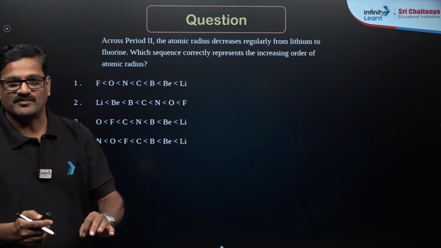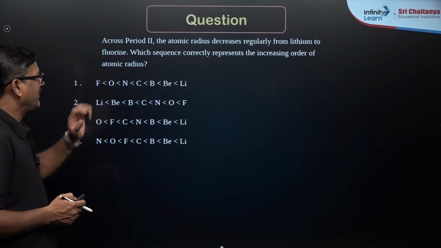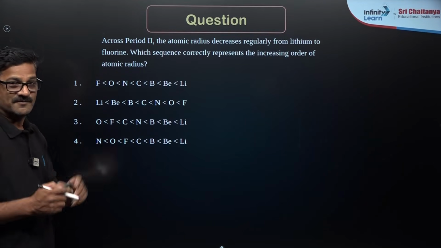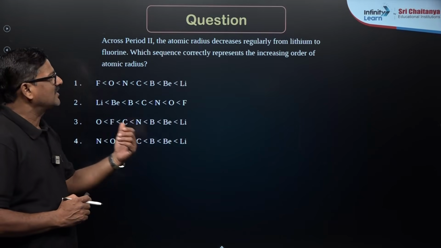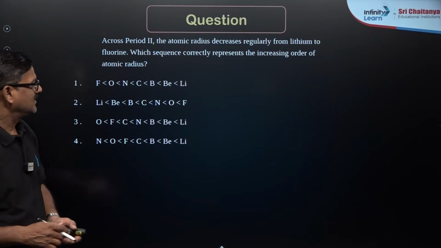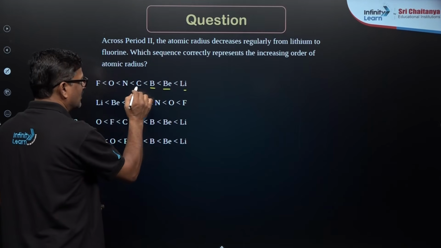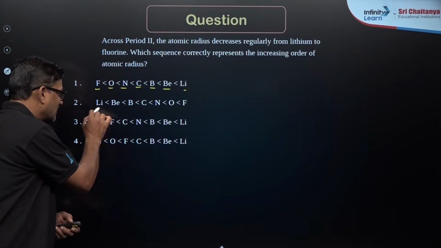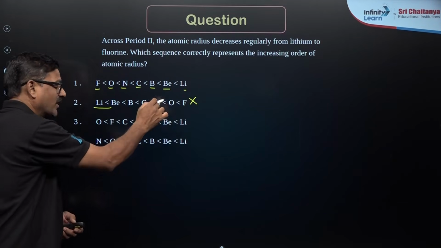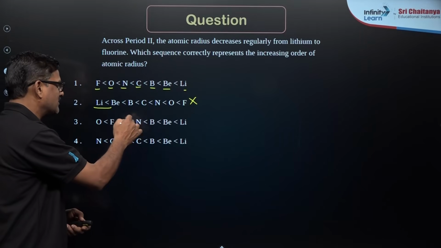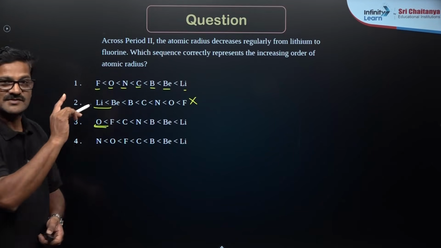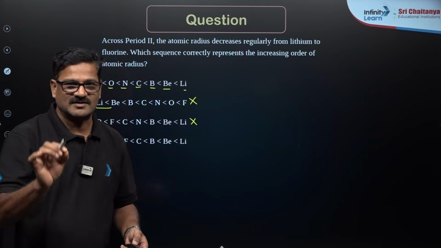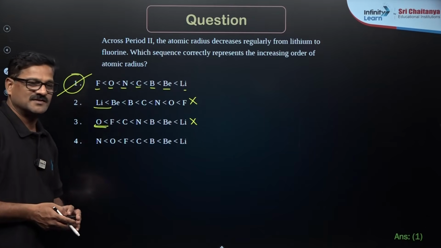Students, it is a question from the periodic table. Across period 2, the atomic radius decreases regularly from lithium to fluorine. Of course, it is true. And which sequence correctly represents the increasing order of atomic radius? Lithium, beryllium, boron, carbon, nitrogen, oxygen, fluorine. And this is correct. It is shown that lithium is less, fluorine is greater. In the other sequence, lithium, beryllium, boron, nitrogen, carbon, fluorine, oxygen, oxygen is shown small, not correct. So this sequence is absolutely correct. Answer 1 is the correct answer for this question.